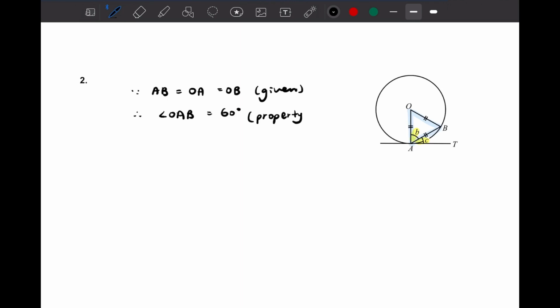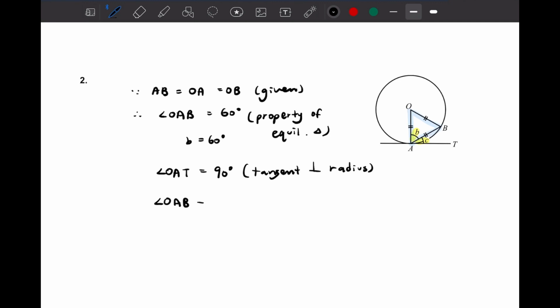So it equals 60 degrees. I'm just writing this one because we only care about this one as it is part of your angle B. So therefore your angle B is 60 degrees. And because this OAT is going to be 90 degrees, because of your tangent perpendicular to the radius, therefore your OAB plus your BAT is 90 degrees.